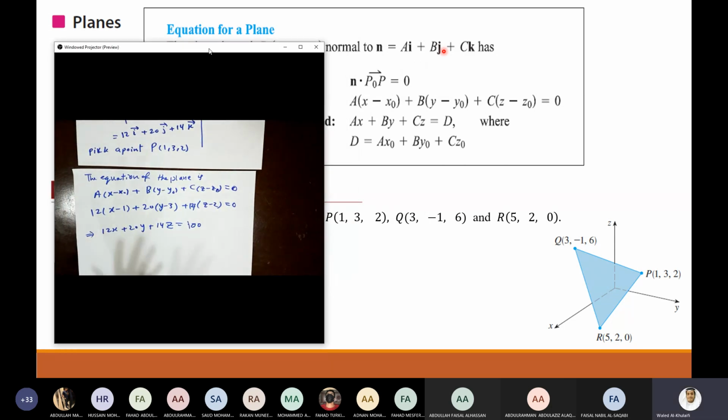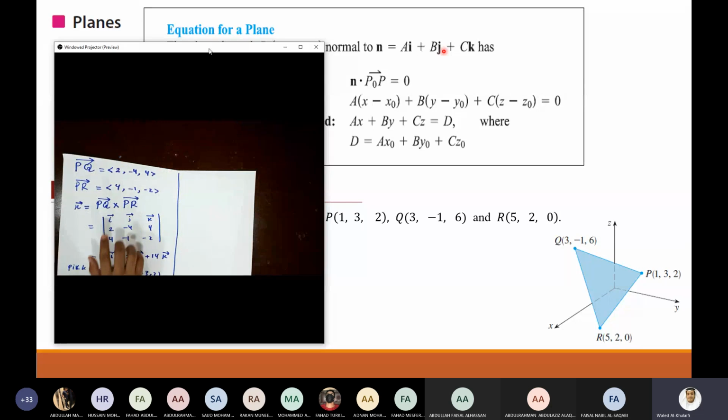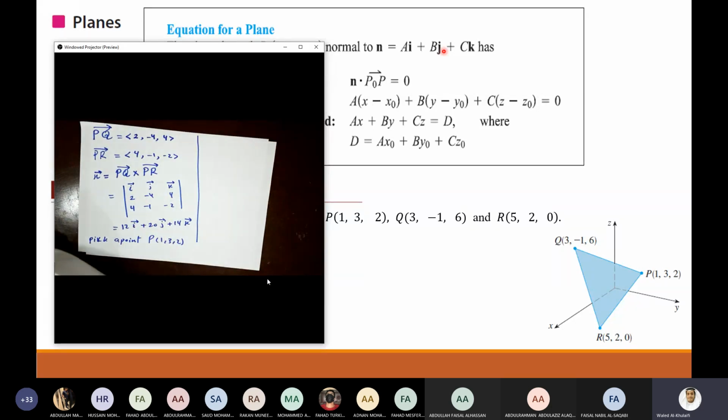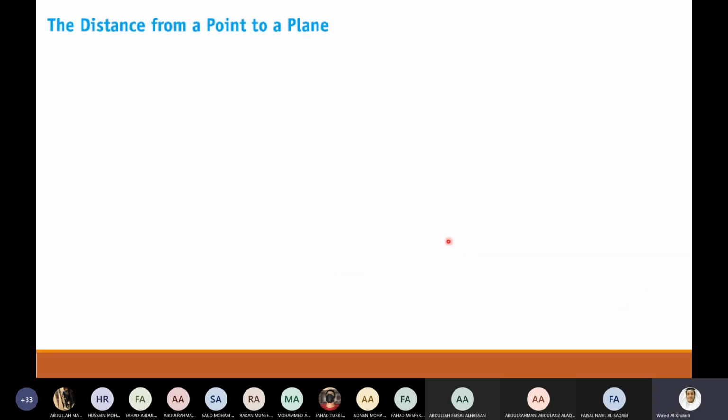So here the missing piece was the normal vector, and how do we find the normal vector? We have to go back to the cross product. Now, also we can find the distance from a point to a plane.